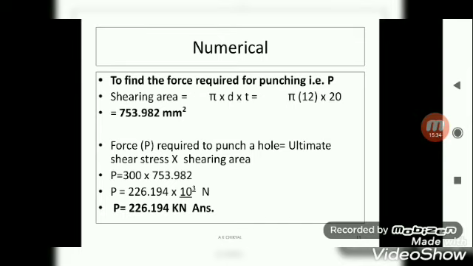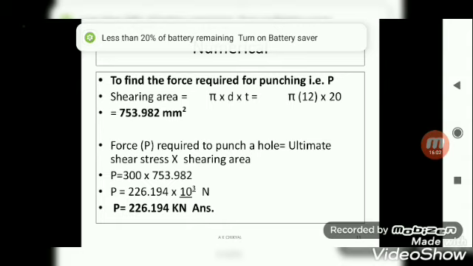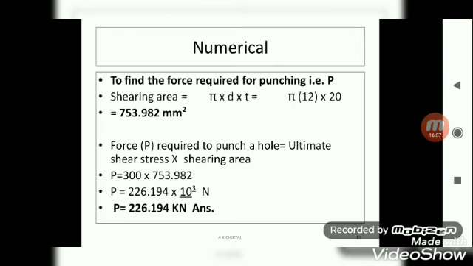Now to find compressive stress. Compressive stress sigma C is equal to force divided by area. Sigma C is equal to 226.194 into 10 raised to 3 divided by 753.98. Sigma C is equal to 1999.994 Newton per mm square.